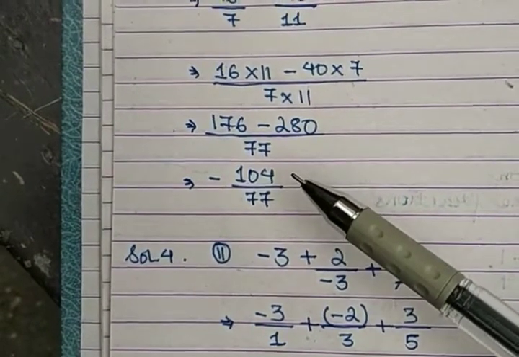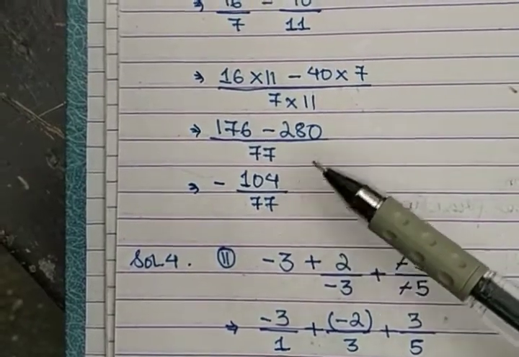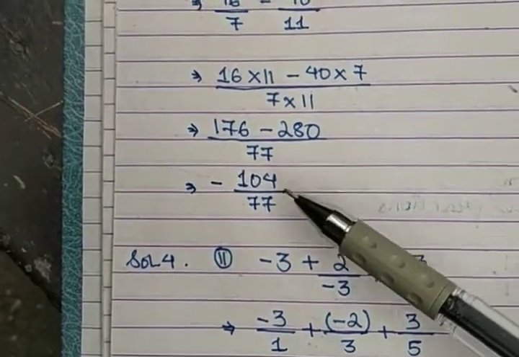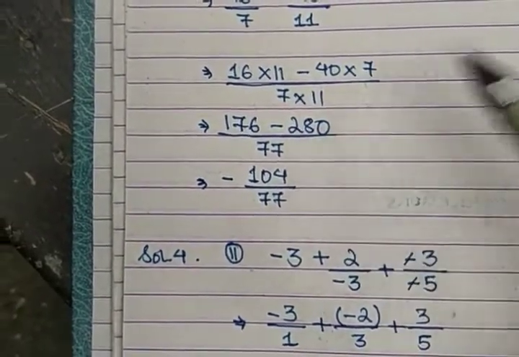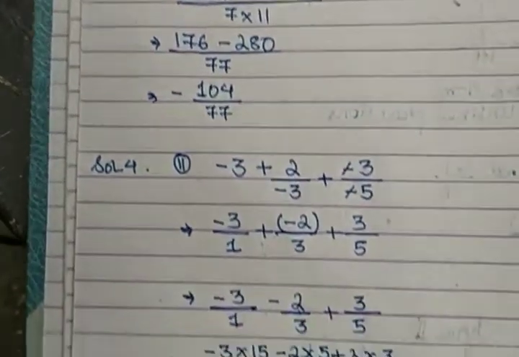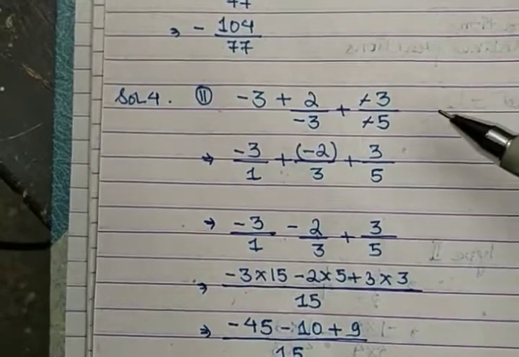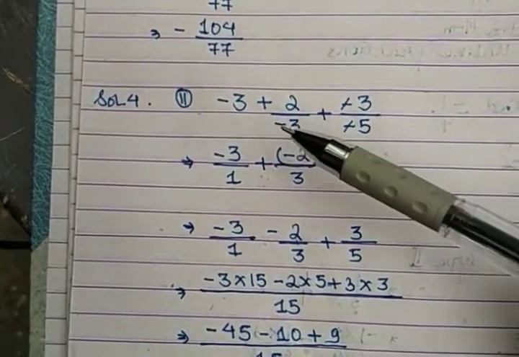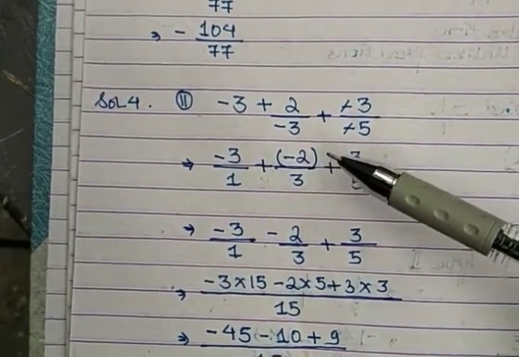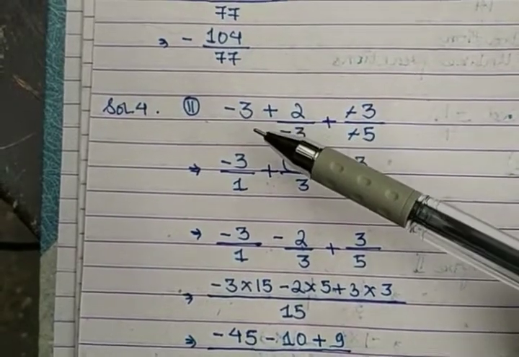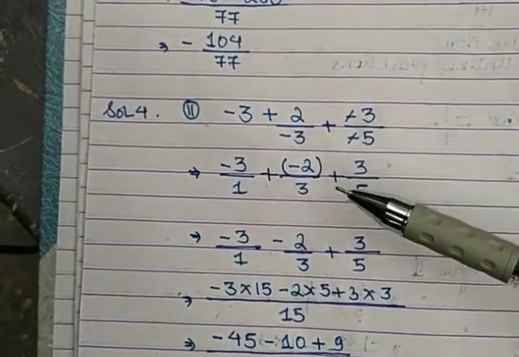It will remain as it is. Or what you can do is, you can convert it into the mixed fractional form. So it's better to keep it as it is. Okay, and in question number 4-2, this is what I was telling you about when we are dealing with 3 different fractions.